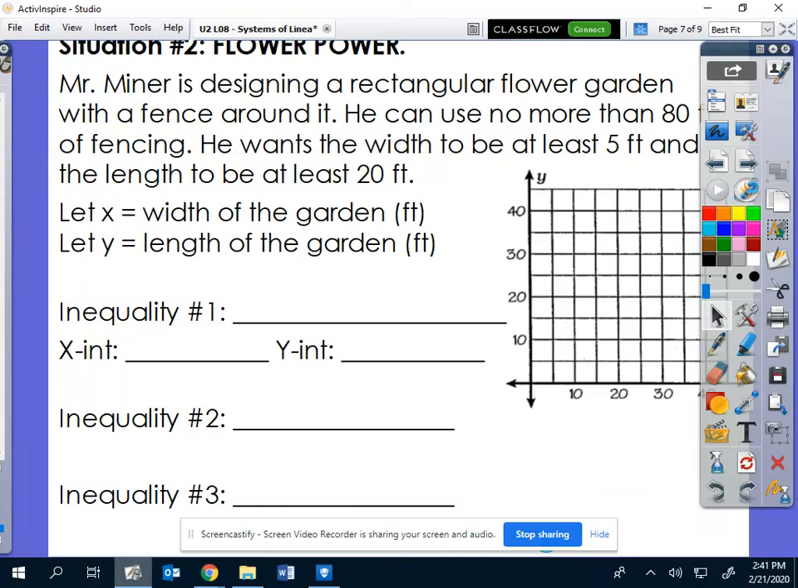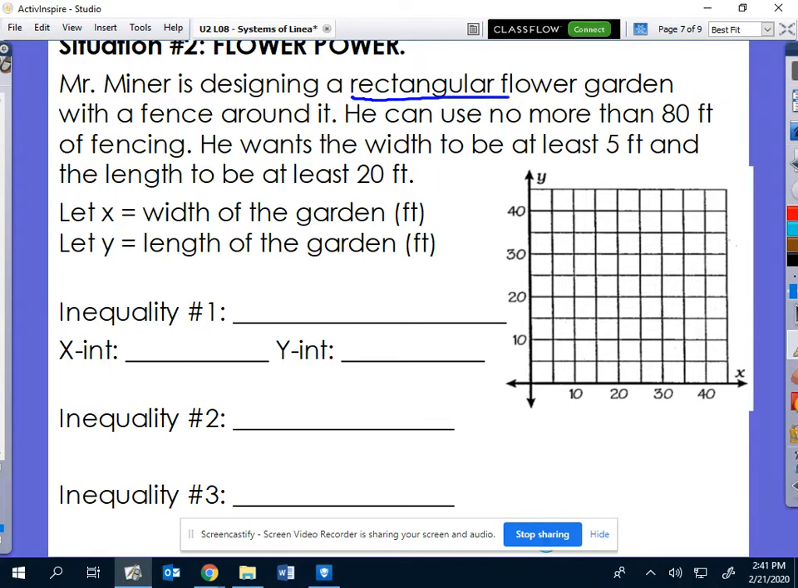All right, this one is called Flower Power because we're trying to create a garden. And I really like this one because it requires you to remember a few things from middle school about the perimeter. Because what we're doing is we're designing a rectangular garden, right? And there's a fence going all the way around it. And as soon as you read that word, your brain needs to start thinking, hey, that's called the perimeter of a rectangle, right? The perimeter.